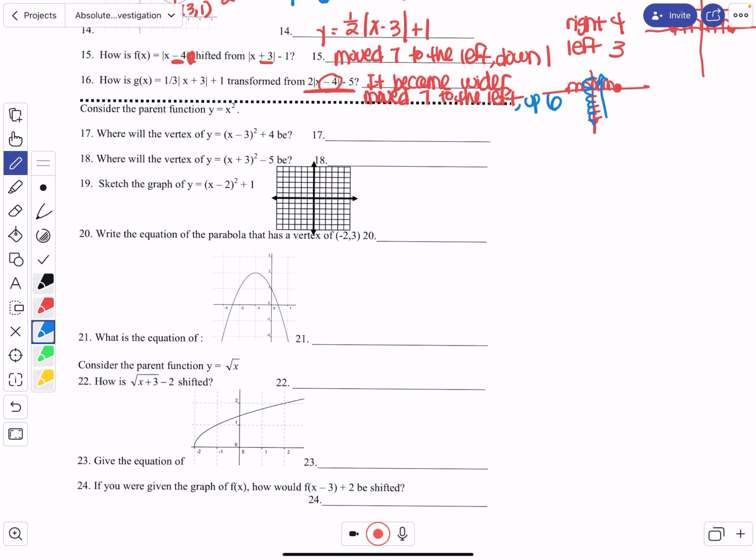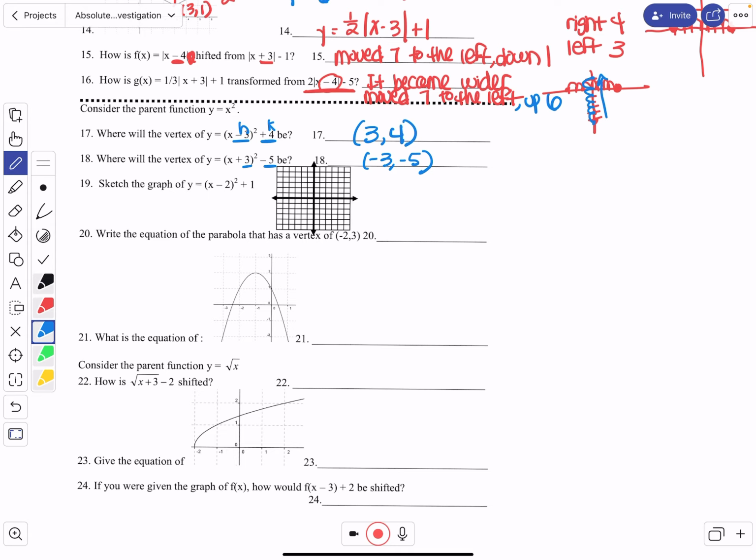So consider the parent function y equals x squared. Where will the vertex of y equals x minus 3 squared plus 4 be? It's very, very similar to the absolute value. We're still looking at these numbers as h and k. So it would be positive 3, positive 4. Where would the vertex of y equals x plus 3 squared minus 5 be? Same thing. You're going to do negative 3, negative 5. Remember, if it's on the inside, you take the opposite.